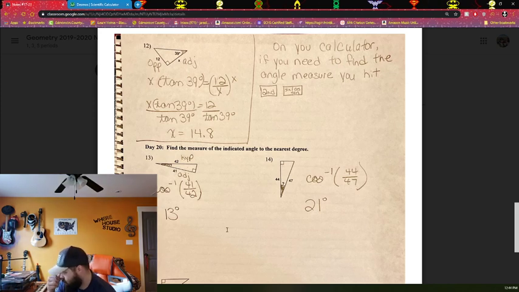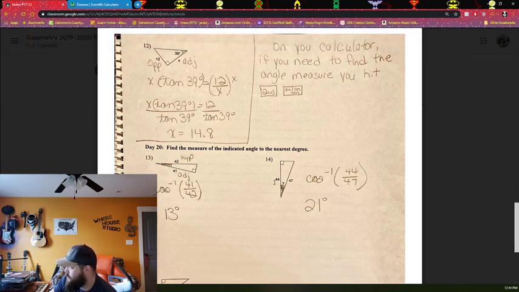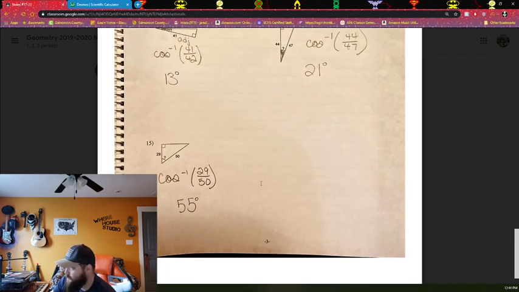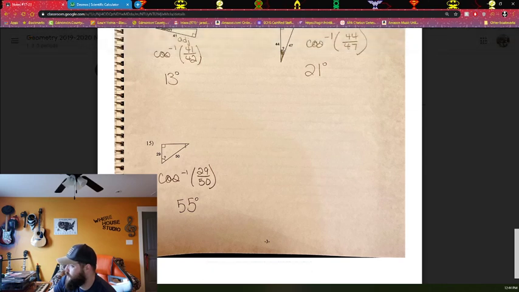Moving on to number 14, it gives us hypotenuse, adjacent. Cosine is adjacent over hypotenuse. Second cosine 44/47 equals 21. Pretty simple. On this one, we don't know the angle, but it gives us adjacent and hypotenuse. Second cosine 29/50, 55 degrees.